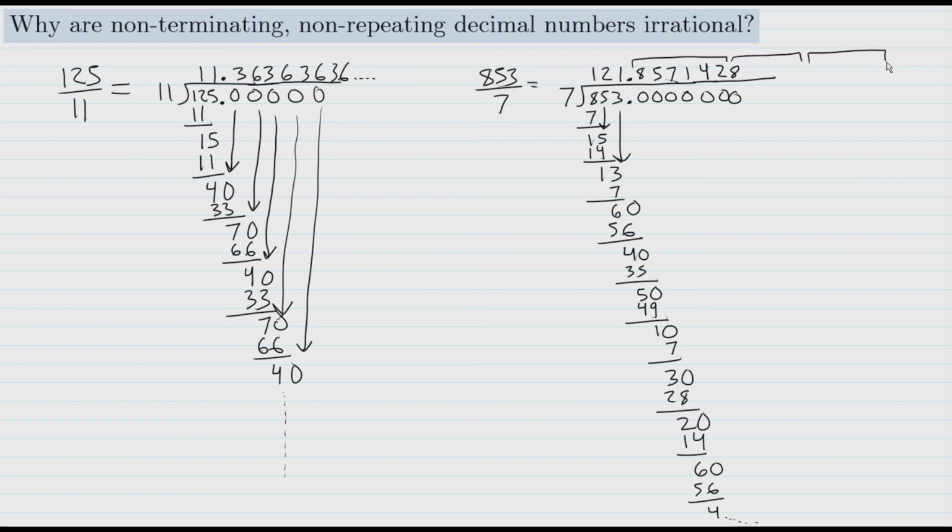So there it is, a couple of examples to show you why if you have a rational number that results in a non-terminating decimal, that decimal has to be a repeating decimal. And as a result, if you have a non-terminating, non-repeating decimal, it did not come from a rational number, so therefore it must be irrational.